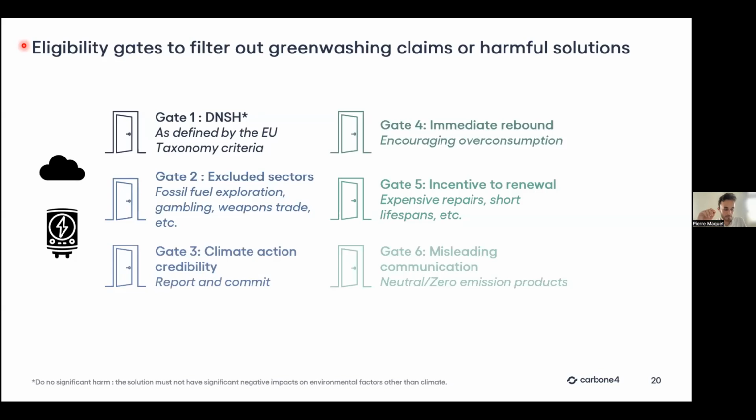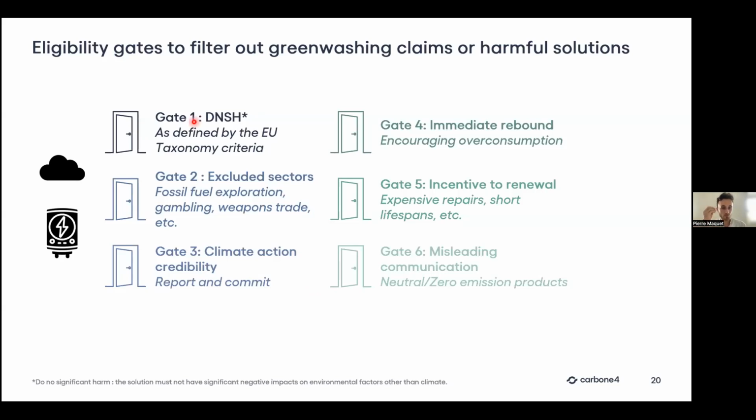And if we go quickly through some of them, you see that the first gate would be the do no significant harm criteria based on the EU taxonomy. You also have a gate about excluded sectors, such as fossil fuel exploration. You need to prove your credibility in terms of climate action, but also that your solution has no immediate rebounds. And finally, your solution cannot be an incentive to renewal through a short lifespan or obsolescence. And also that it does not have misleading communication, that it is not called a neutral or zero emission product.